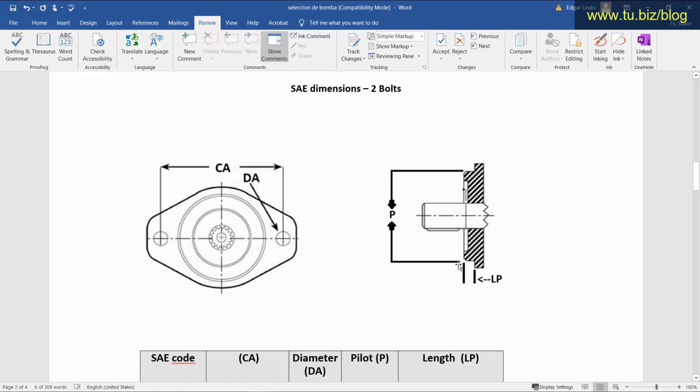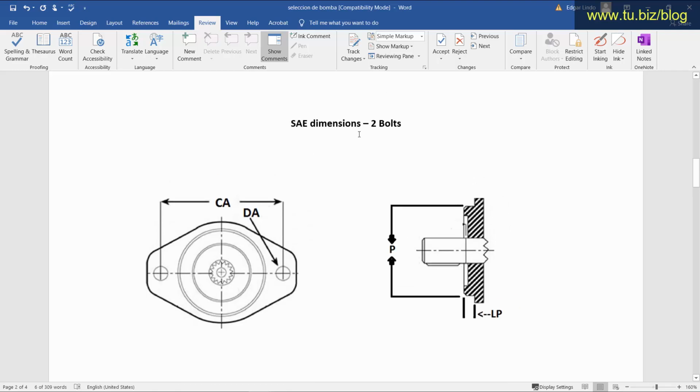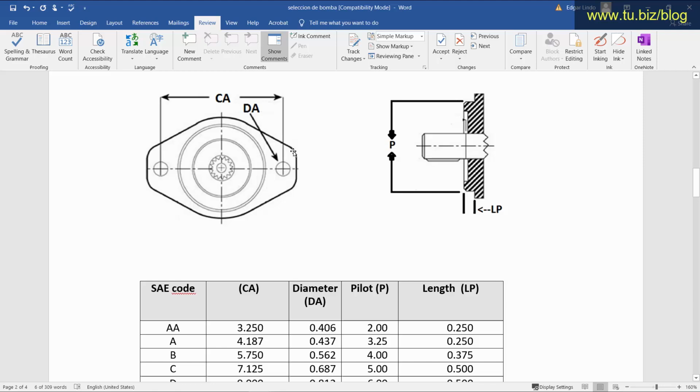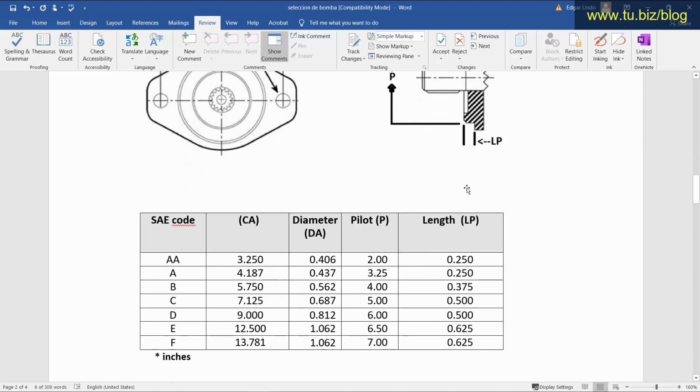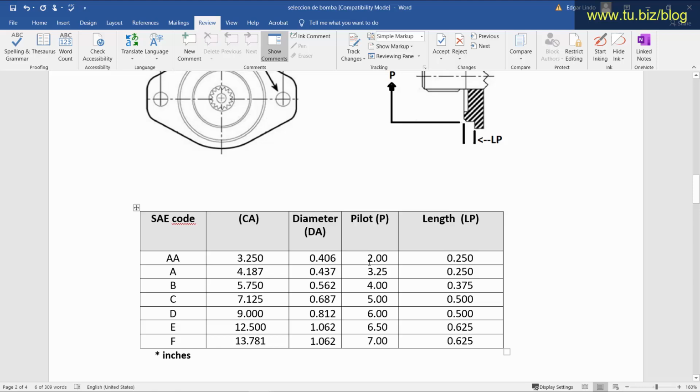Now we're going to get into the mounts. SAE dimensions, 2-bolt. If you see, this is standard. The main dimension that we're going to be looking at is this P dimension for pilot. That is the round circle over here that is raised in the pump. So that part over here is the pilot. And usually the pilot dimension is going to be 2 inches, 3.25, 4, 5, 6 inches, etc.